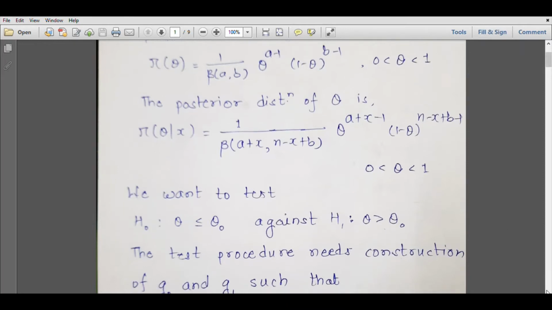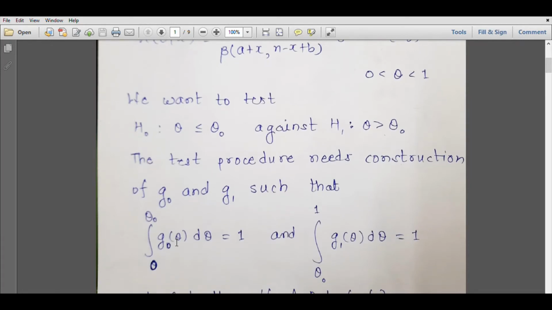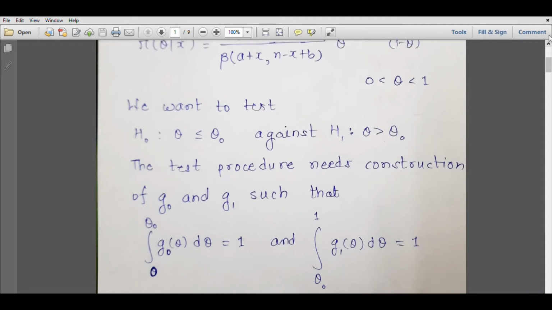Suppose G naught is the prior distribution of theta which is defined only on the subset 0 to theta naught, that is the subset of the parameter space specified by H naught, and G1 is defined on the subset of the parameter space specified by H1. So G1 will be simply defined over the interval theta naught to 1. We want G naught and G1 such that the integral of G naught theta d theta over the range 0 to theta naught is 1, and the same is the case with G1 theta. So now the question is, how can it be done?